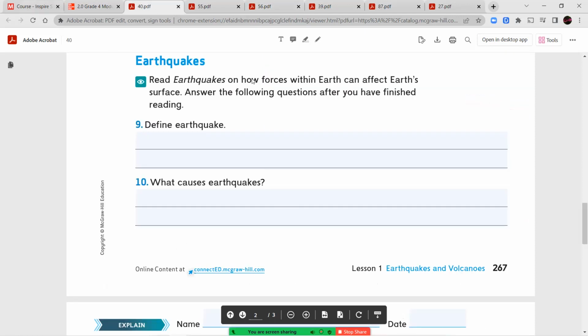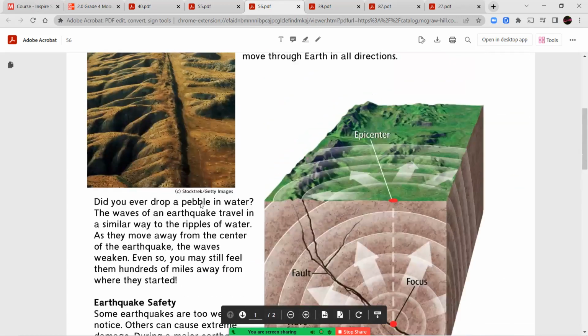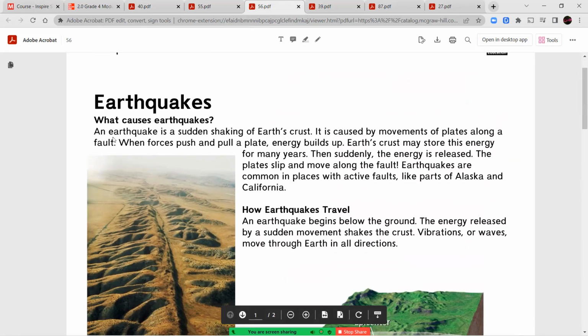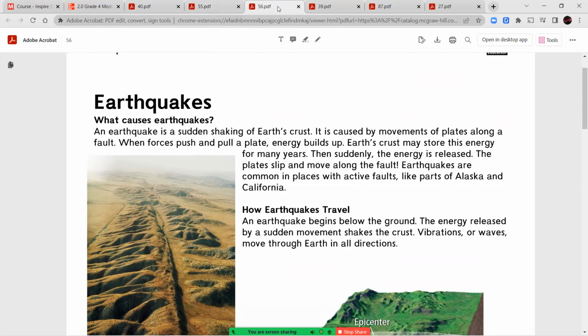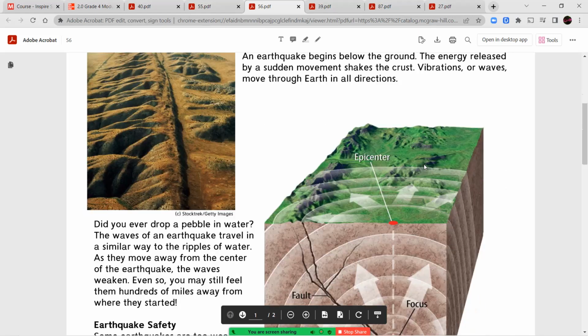All right, let's go back. So define an earthquake. That's going to be at the very, very top. Over here, we can see an earthquake is a sudden shaking of Earth's crust. It's caused by movements of plates along a fault. Our second question, what causes earthquakes? Over here again we can find the answer in the same area. Earth's crust may store the energy. When energy is released and the plates slip and move along the fault, earthquakes tend to happen in those areas.